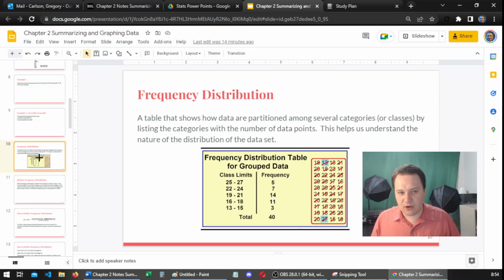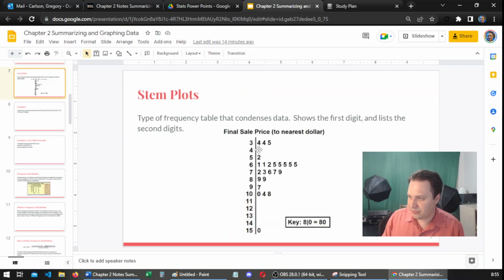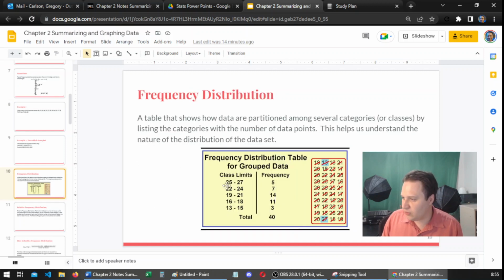So that's a stem plot. The next way of representing data is called a frequency distribution. A frequency distribution is a table that shows how data can be partitioned among several categories or classes by listing the categories with the number of data points. So this helps us understand the nature of the distribution. It's basically the same thing as a stem plot, except instead of writing out every single individual, we have these various classes. So 25 to 27, we have 5 people.